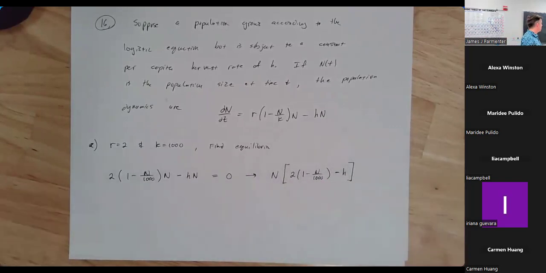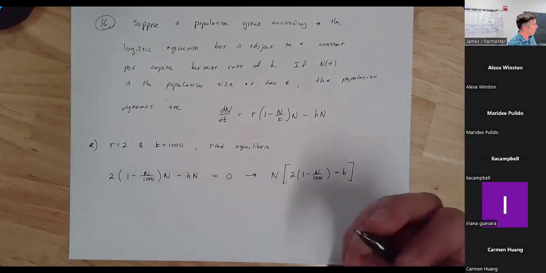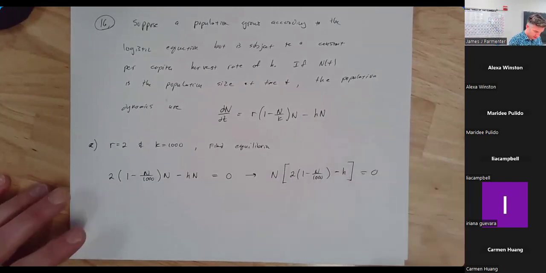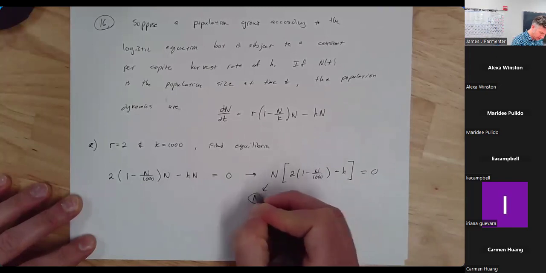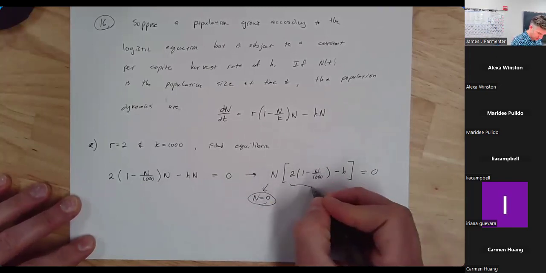It's not always going to be true, but it's often going to be true that n equal to 0 is going to be an equilibrium, because if your population has size 0, it can't grow. That's not always the case, but it is often the case. So then I'm either going to get n equal to 0, great, or this other quantity equal to 0.